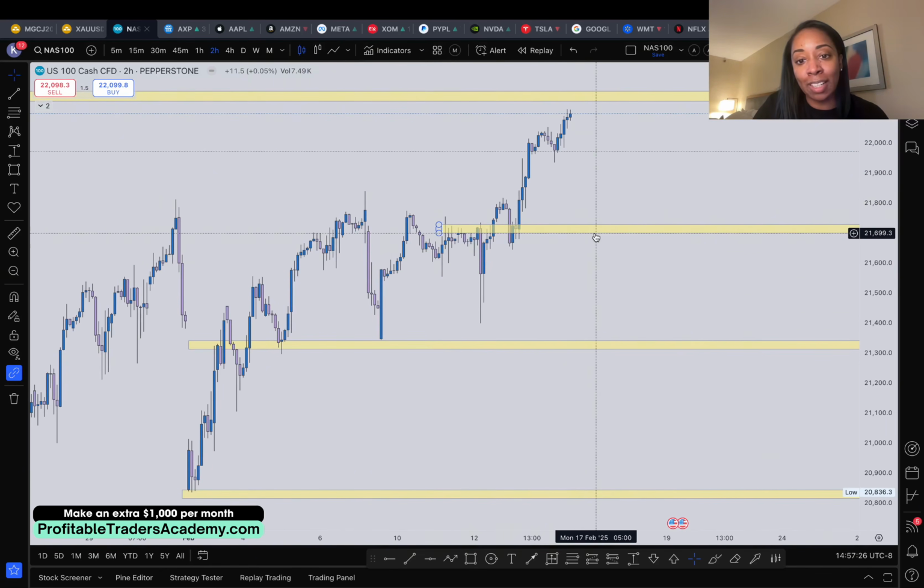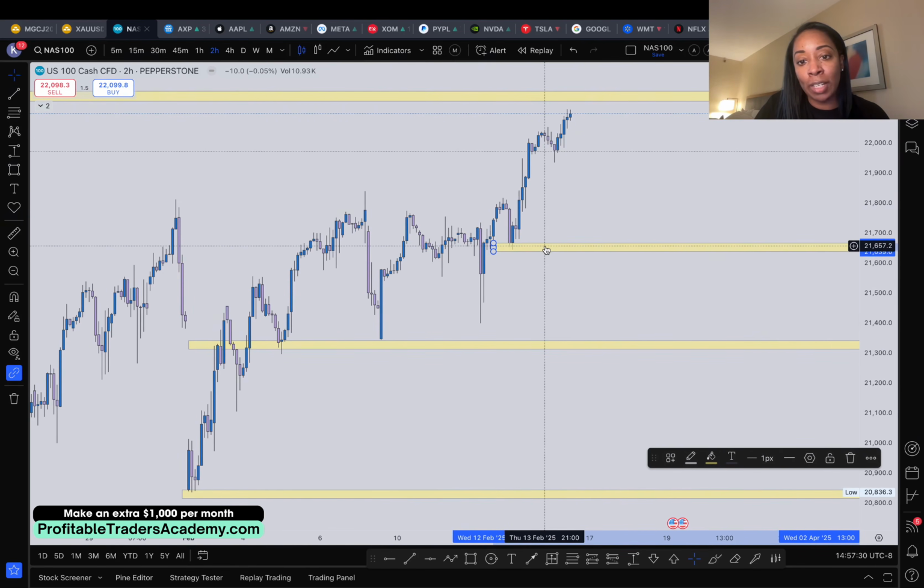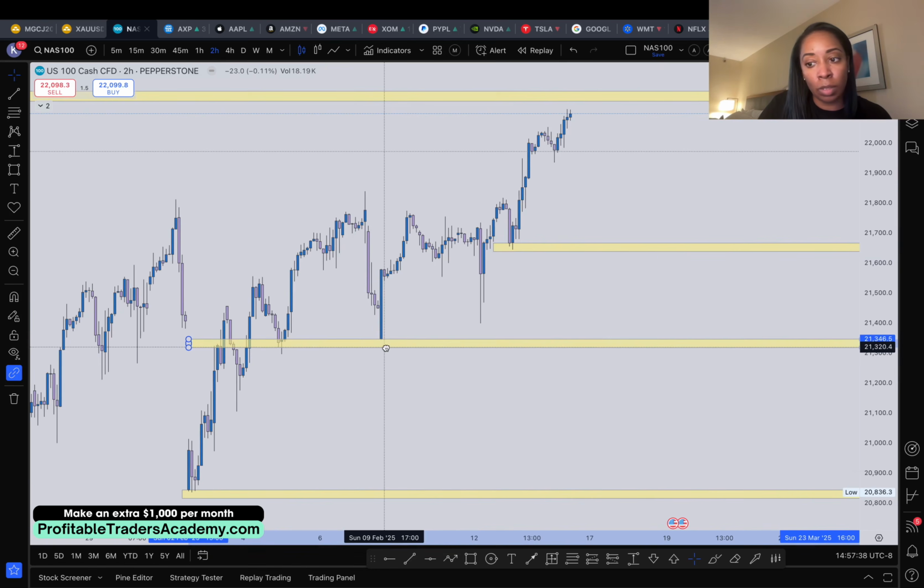Now that we got more data, now I'm going to move this again. I'm actually going to move this box right here to, let's say, 21,650 flat. And then this is still looking good. Let me see if I move this up just a little bit. Okay, nope.